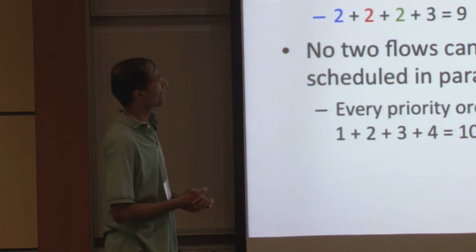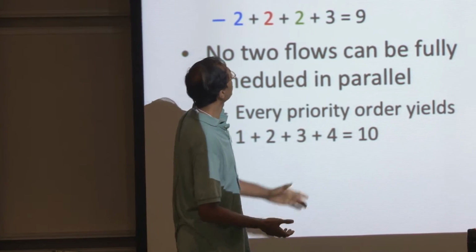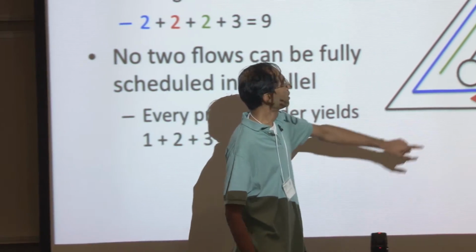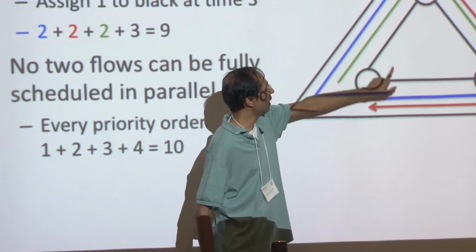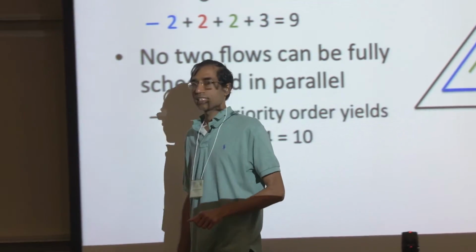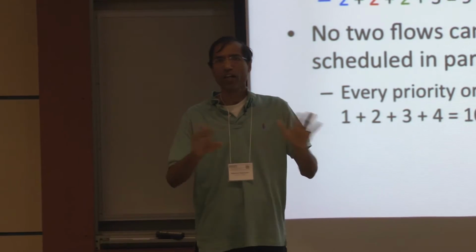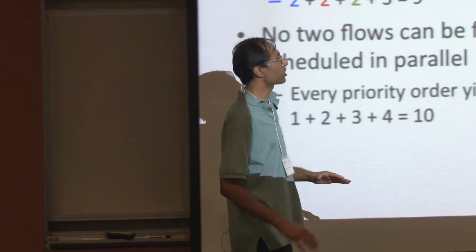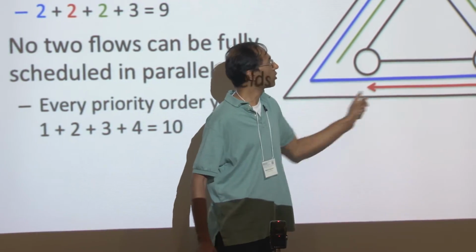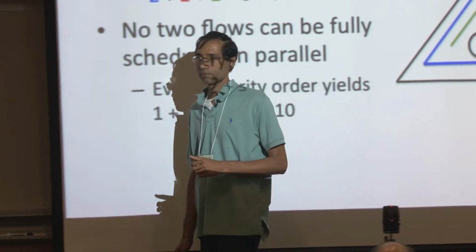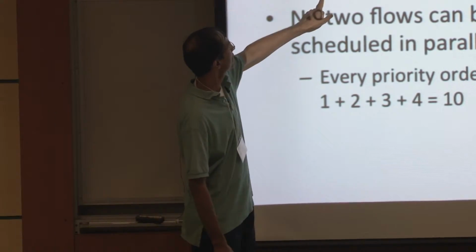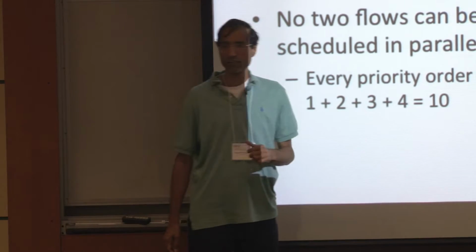So in this case, if you do the following, let's say you assign a half bandwidth to the red, green, and blue, then within 2 units of time they will complete, assuming all the demands are 1. Then you can do the black in the 3rd unit of time. So you will get an average completion time of 2 plus 2 plus 2 plus 3 is 9.